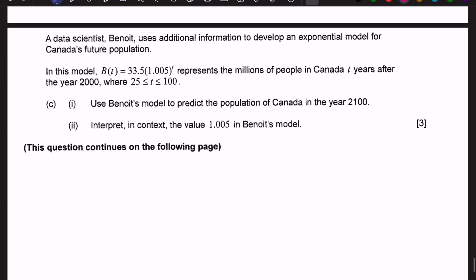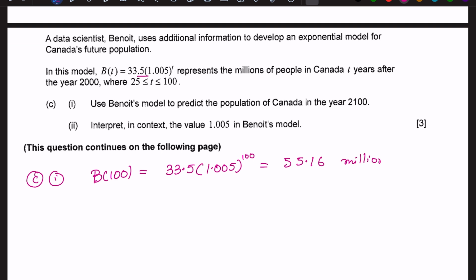Then try part C. A data scientist, Benioff, uses additional information to develop an exponential model for Canada's future population. So this is Benioff's equation: B of T equals 33.5 times 1.005 to the power of T represents millions of people in Canada T years after the year 2000. They have also restricted T to be between 25 and 100. So using this model, we'll predict the population of Canada in the year 2100. So C1, we have to find B of 100, 100 years after 2000. Now if I put it in a calculator, I'll get 55.16 million. That's the answer to the first part.